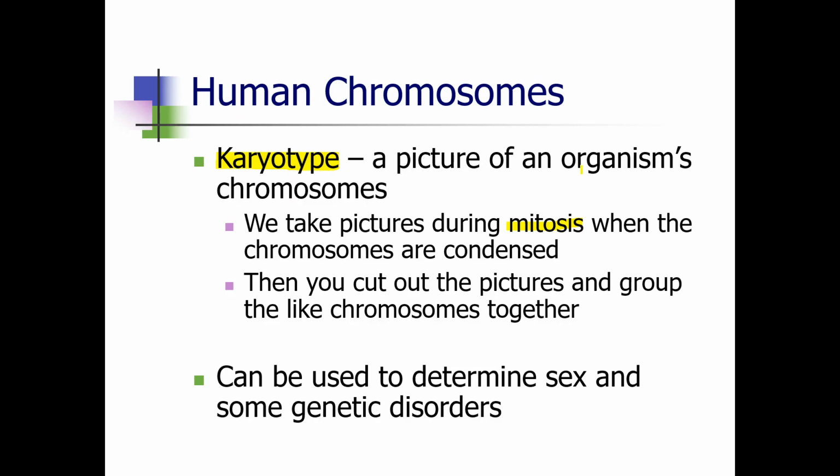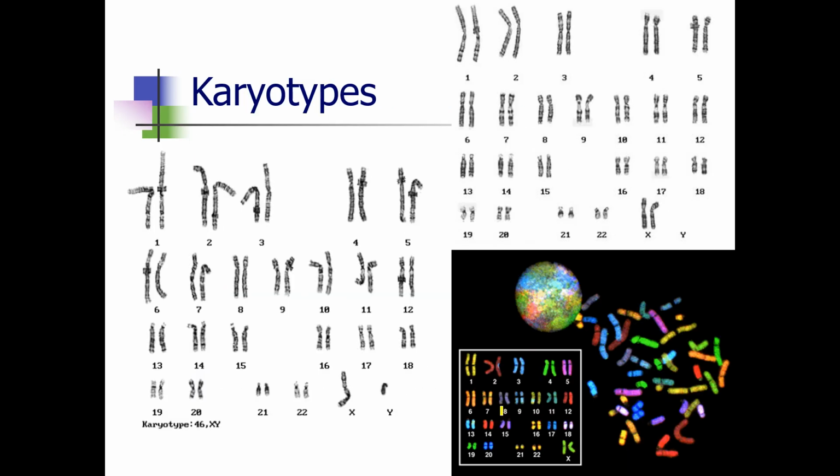Now the karyotype can give us some information about the number of chromosomes, and if the chromosomes are normal. We can determine things like the sex of an individual, and we can also determine if there are any genetic disorders in terms of chromosomal issues. We can't see a single mutation like an A instead of a T, but we can look at missing chromosomes, missing pieces of chromosomes, extra chromosomes, things of that nature.